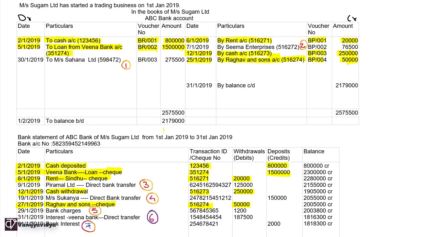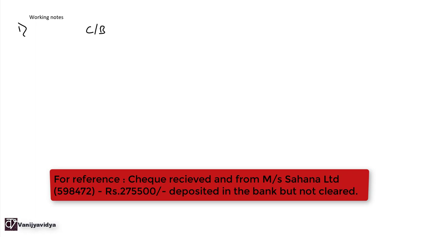Let's prepare a working note. Working note number 1. This is a cash book. This is a passbook. Now since the amount of the transaction is more, let's assume that the balance as per cash book is 10 lakhs debit and passbook is 10 lakhs credit. Now this check has been deposited in the bank. So there is the entry in the cash book 2,75,500. But since it is not cleared, there is no entry in the passbook.